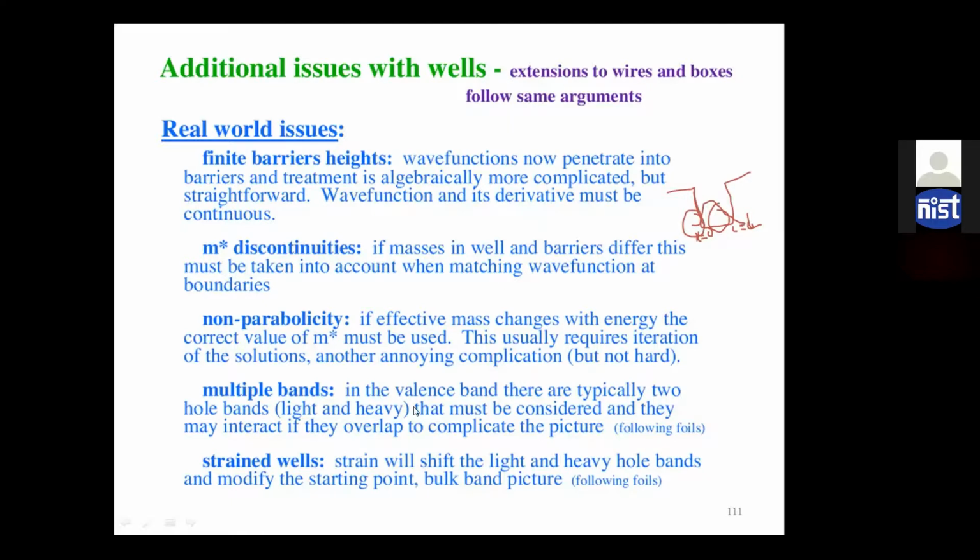Then multiple bands. In the valence band, there are typically two hole bands, as explained earlier, the light and heavy hole. That must be considered, and they may interact if they overlap, complicating the picture. And also the strain: if there is a strain, it will shift the light and heavy hole bands and modify the transport property also. So these are the real world issues. We must take very serious note of all these phenomena.